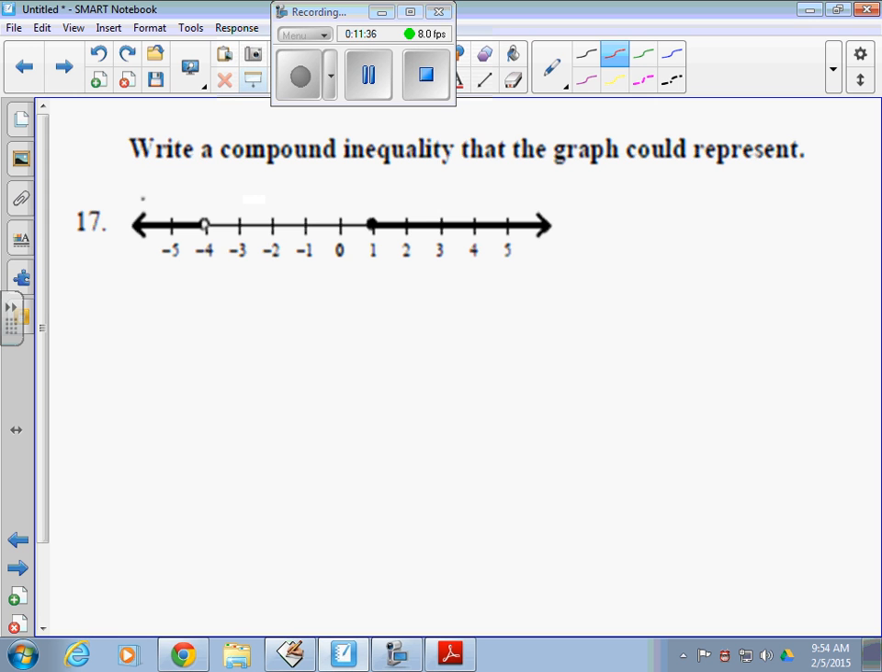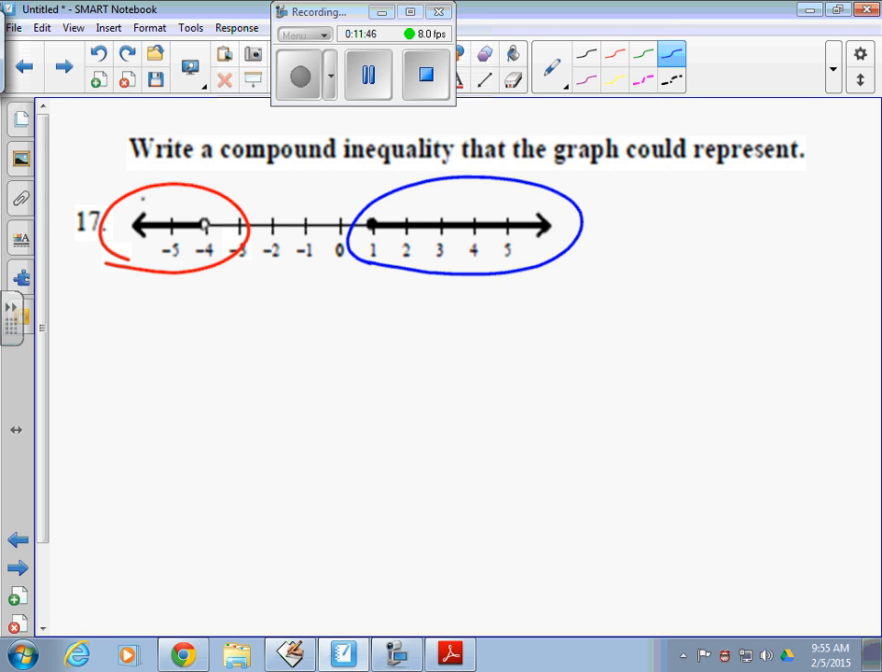Number 17 says write the compound inequality. Now, an "and" inequality will always overlap. We don't have overlapping sections right here. They're going opposite ways. So this is going to be an "or" inequality. So write them as such. X is something -4 or X is something 1. All you have to do is fill in what that something is.